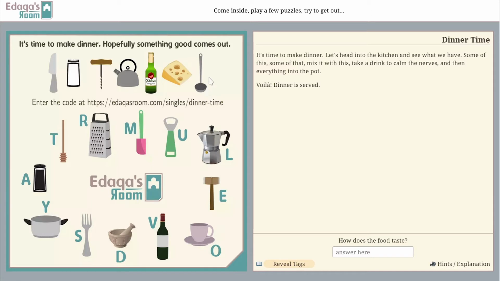This is one of my single puzzles that uses a lot of elements from the kitchen. I had this idea for a while, not particularly this kitchen idea, but an idea for this type of puzzle. So the question is, how does the food taste? And you have to get that from the image over here.